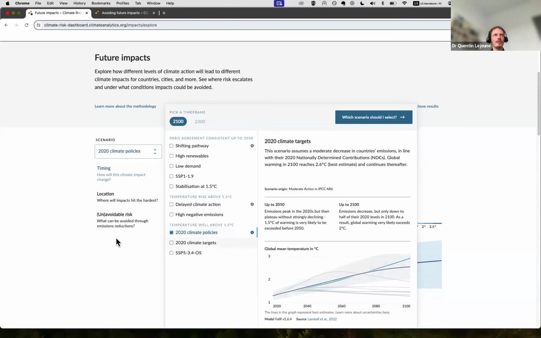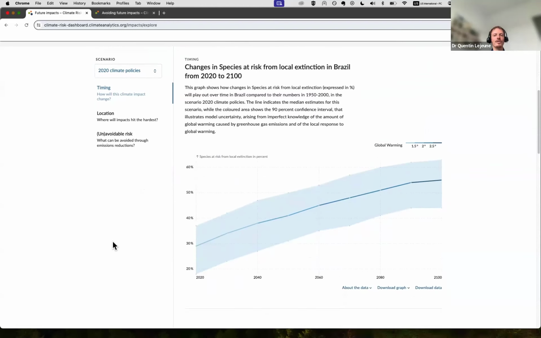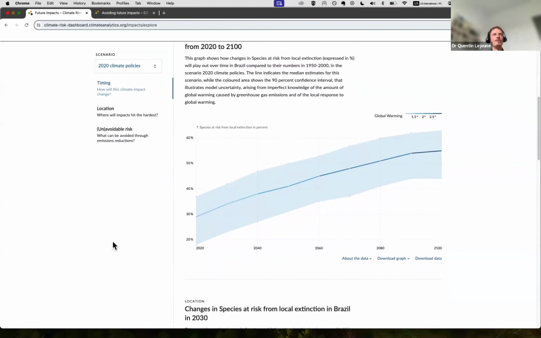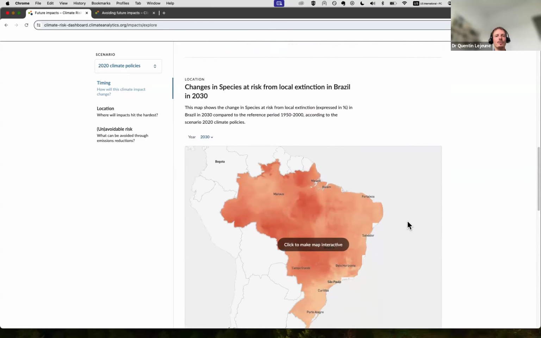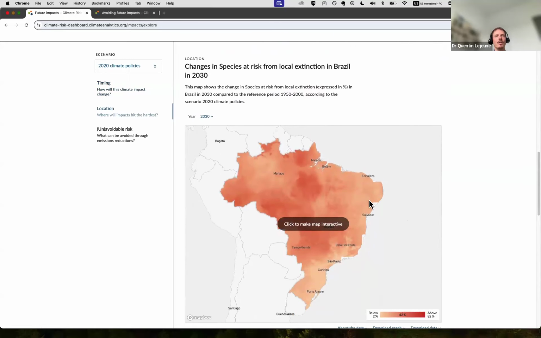So once you're done with selecting the scenario, you can see a time series plot that shows how this proportion of species at risk of local extinction will evolve till 2100. Including a confidence interval derived from our modeling simulation. The line in the middle is color-coded so that you can see when global warming levels of 1.5 as well as 2.5 degrees Celsius are crossed. Below, you can also see a map showing how these proportions vary in space across the country for 2030, 2050, 2100.